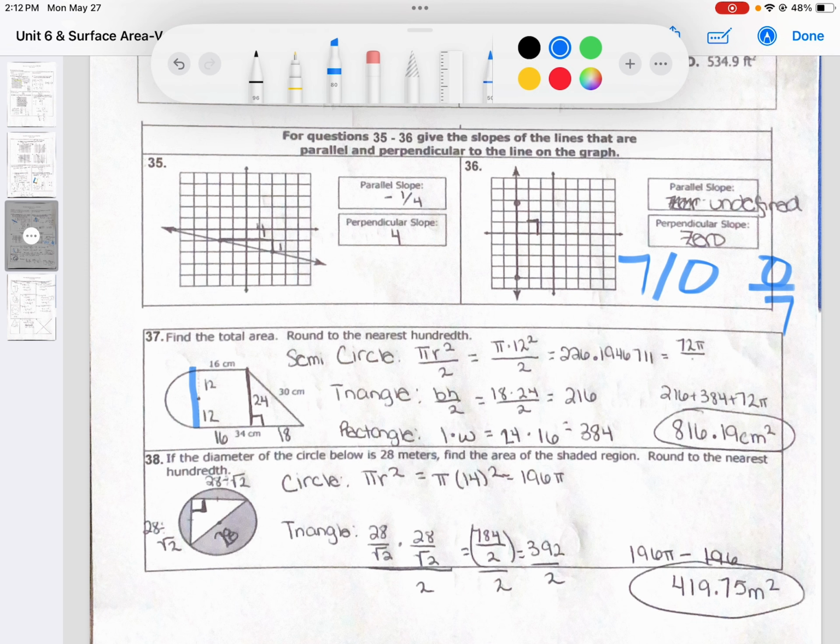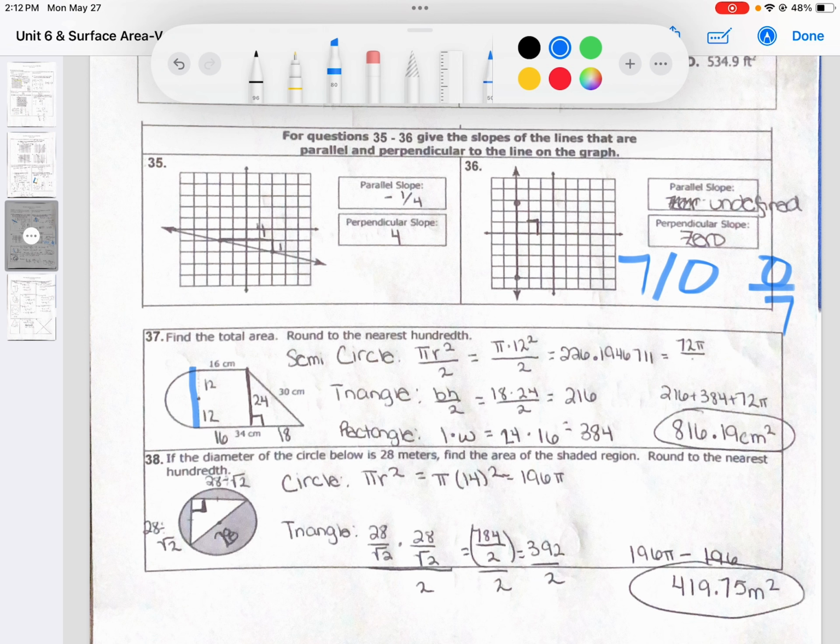If the diameter of the circle below is 28 meters, find the area of the shaded region, rounded to the nearest hundredth. All right. I have a circle and a triangle here. I found the area of the circle, which is pi r squared. The only reason why I divided by 2 in 37 is because it was a semicircle, half a circle, but I have a full circle here.